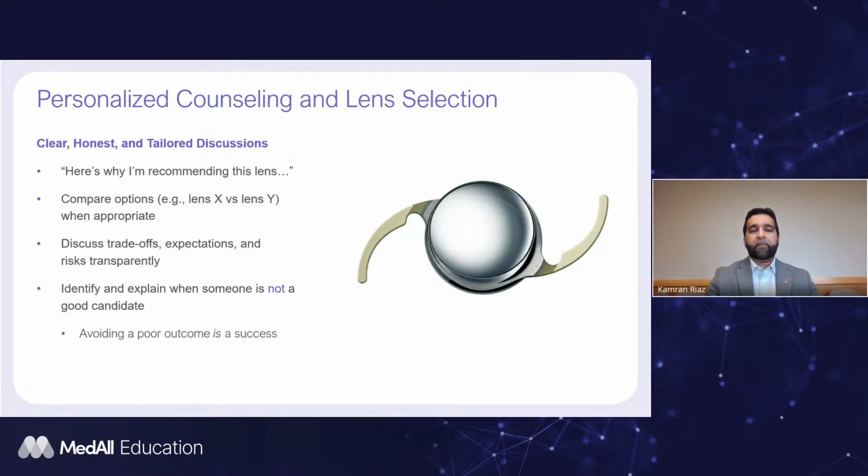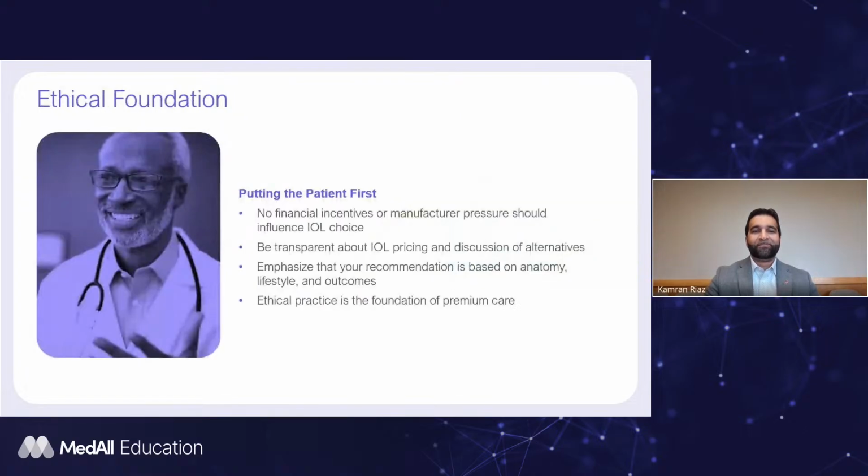And again, identify when someone is not a good candidate. We oftentimes may judge success by how many patients we've converted into a PCIOL for cataract surgery, but I would say sometimes avoiding a poor outcome is also a success, at least for your sanity, perhaps, maybe not for your checkbook. That's where it leads me to our ethical foundation.